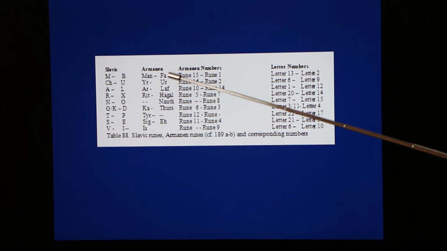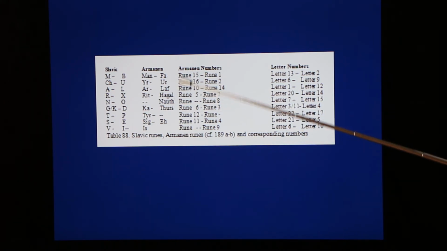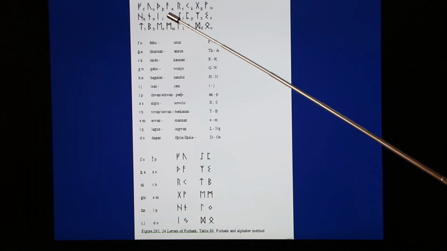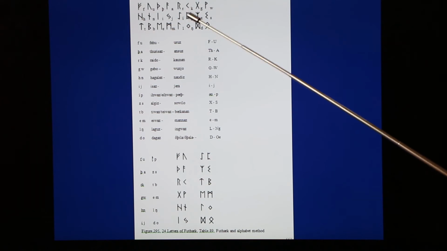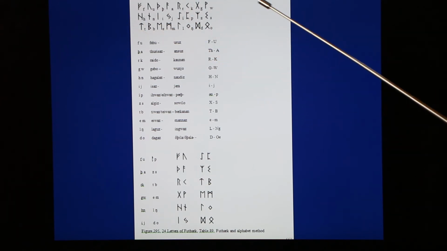So here I compare Slavic runes and Armanen runes, and again show their different letter combinations. Here we're with the Futhark. So the Futhark comes about, this is the 24-letter version. So I have F-U-T-H-A-R-K, if I write it out this way.